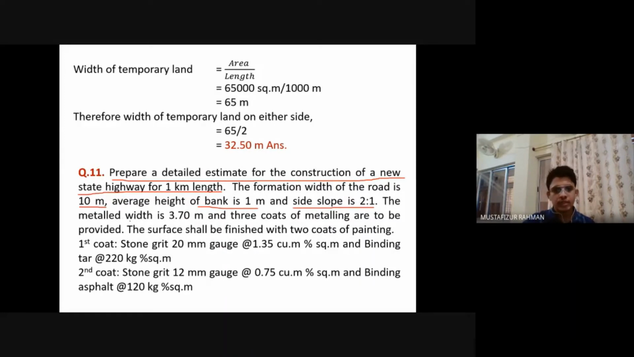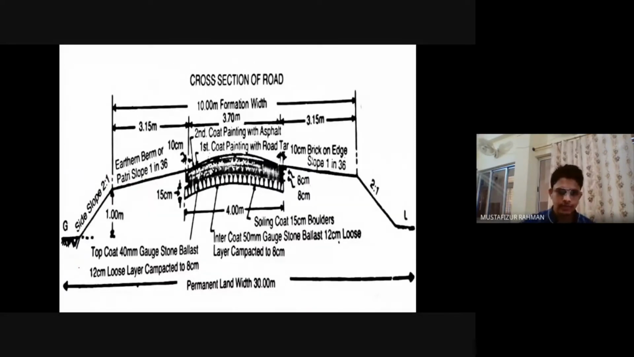The metal width is given, that is where you will have the asphalt and tar and proper metal, that is given 3.7 meter. Then what are the codes required, then what is the painting required, all those specifications are given to us. We have to do the detailed estimation. The cross section is given to us.